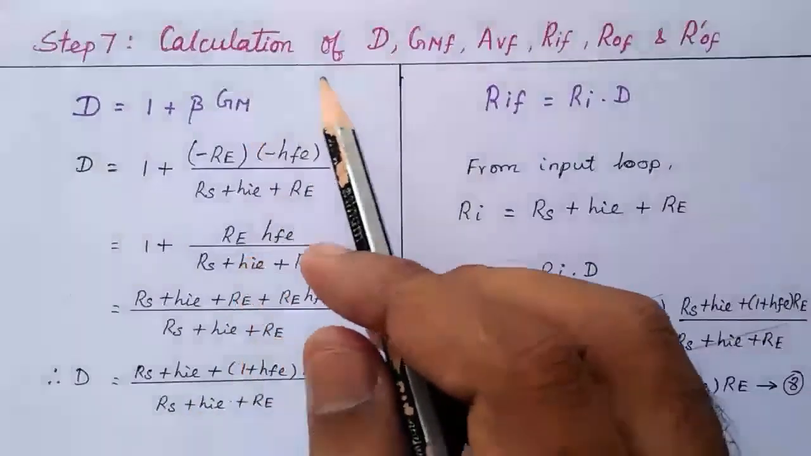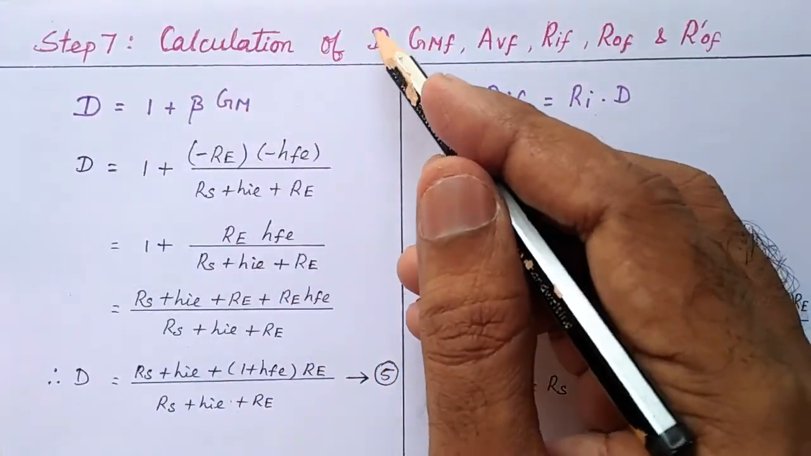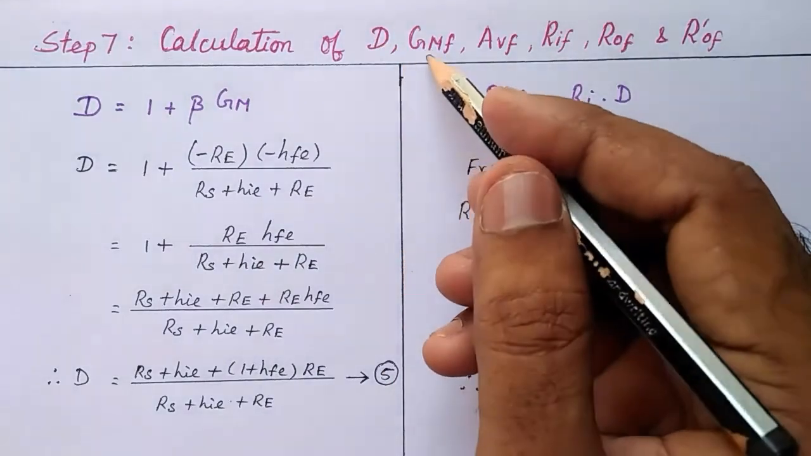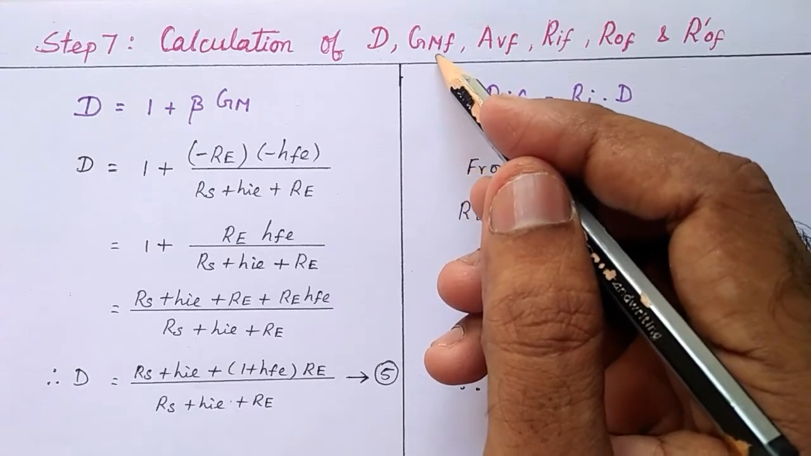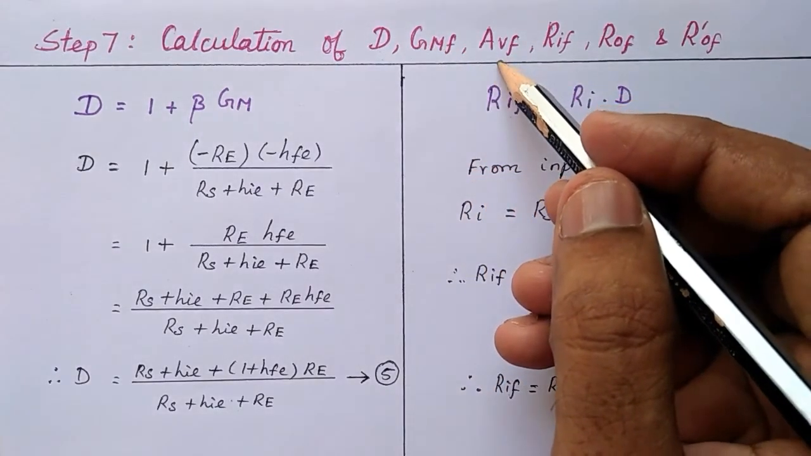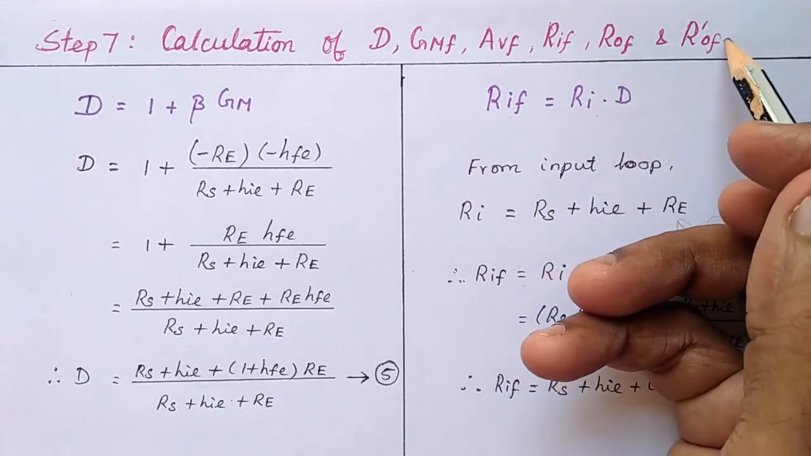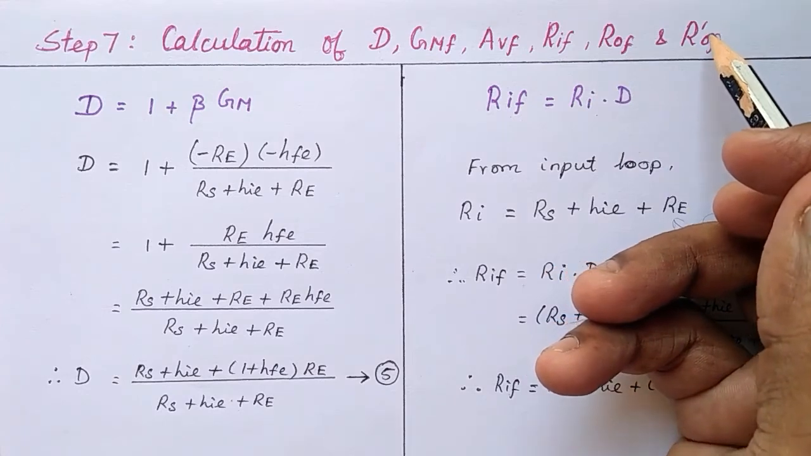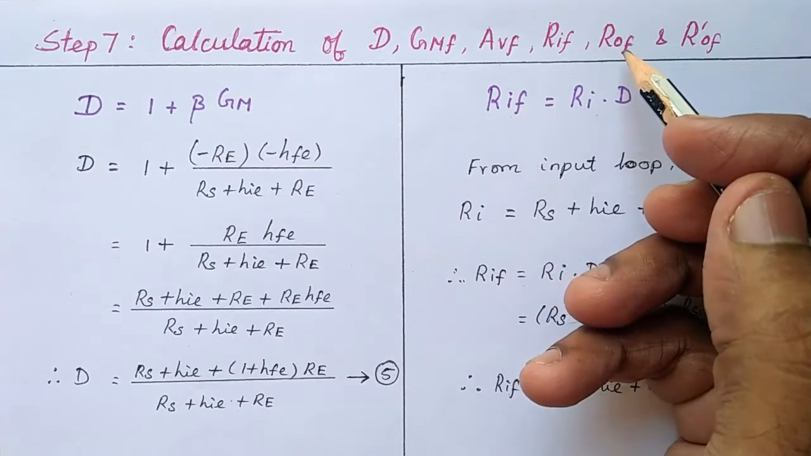In step 7, we have to calculate the remaining terms like capital D. D is nothing but the desensitivity factor. GMF is the transconductance of the closed loop amplifier, that is the feedback amplifier. So it is voltage gain with feedback, input resistance with feedback, and output resistance with feedback, and output resistance with feedback considering the load resistance. So this is without considering the load resistance.